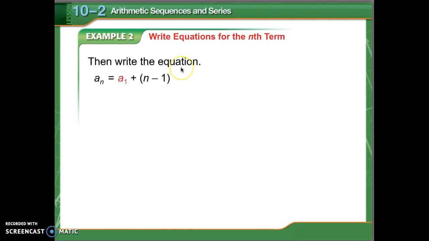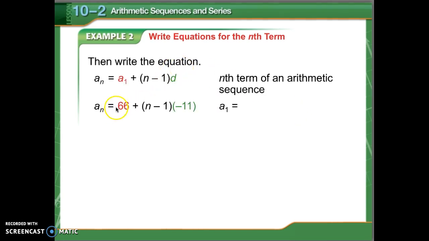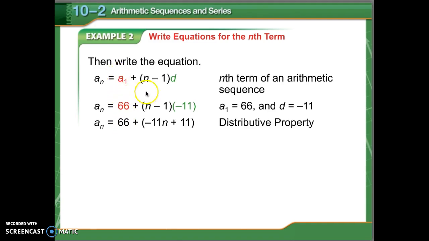Then what we're going to do is write the equation, plugging in the 66 for a1 and -11 for d. Simplifying down, you get the pattern. The equation is -11n plus 77.